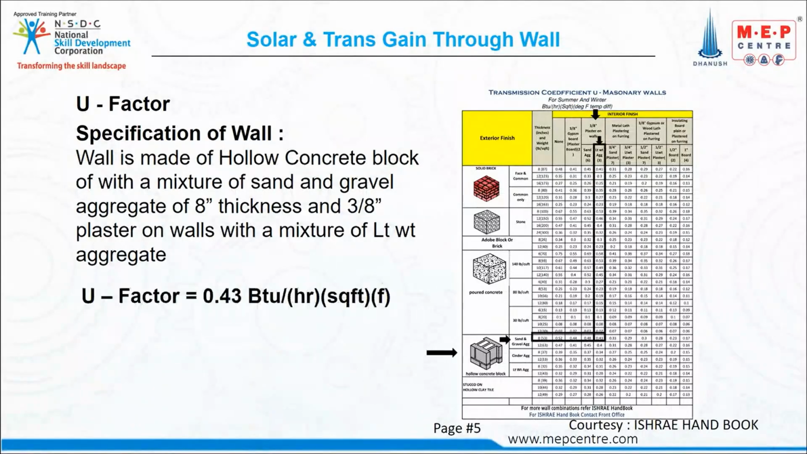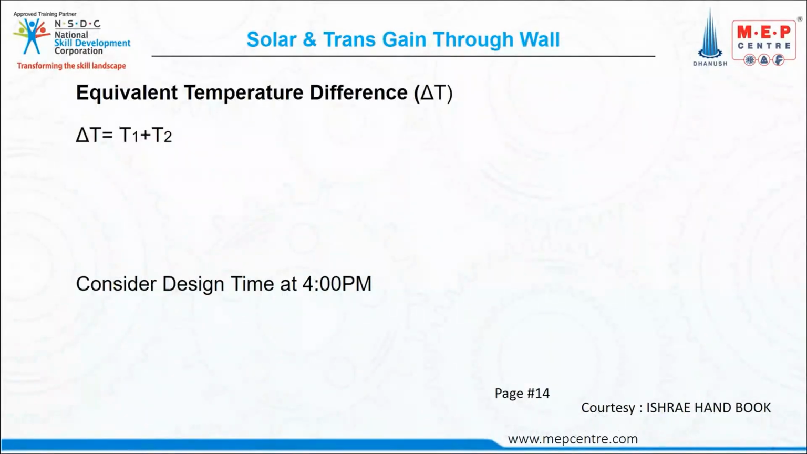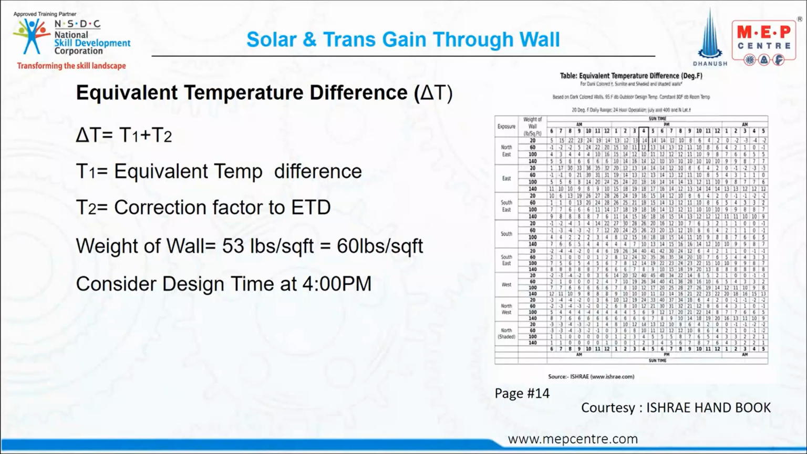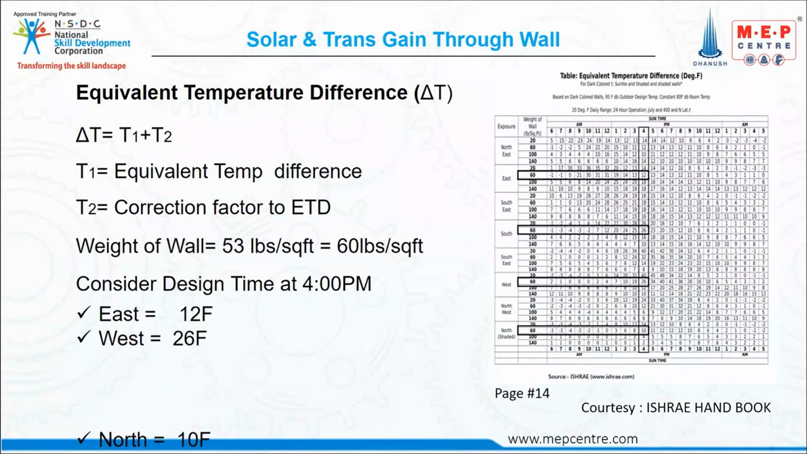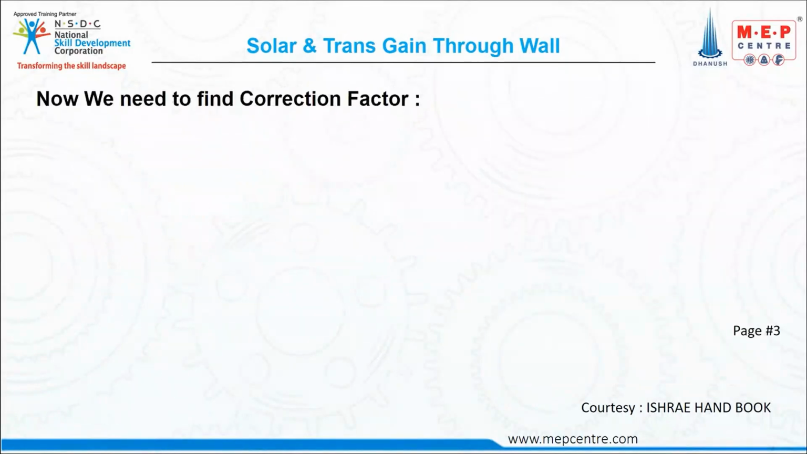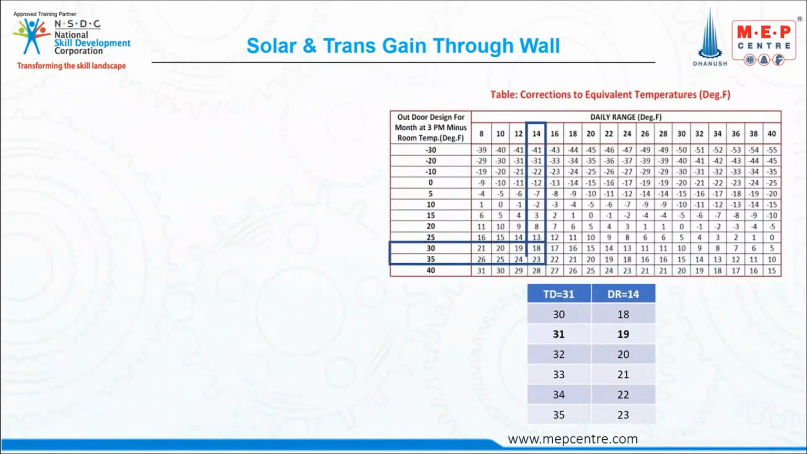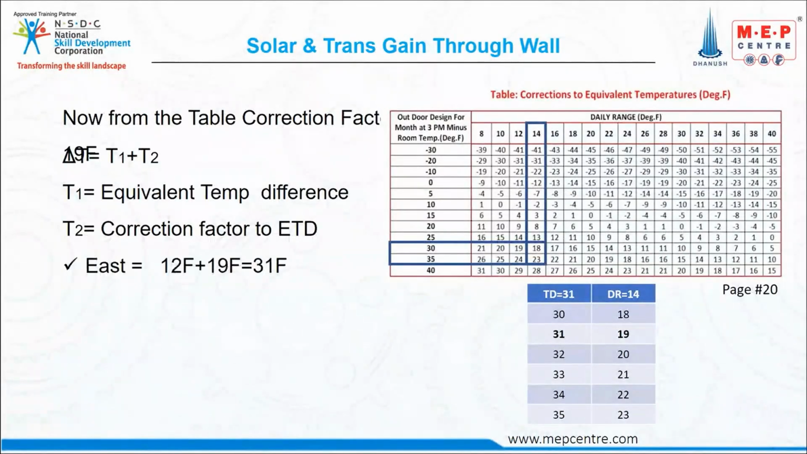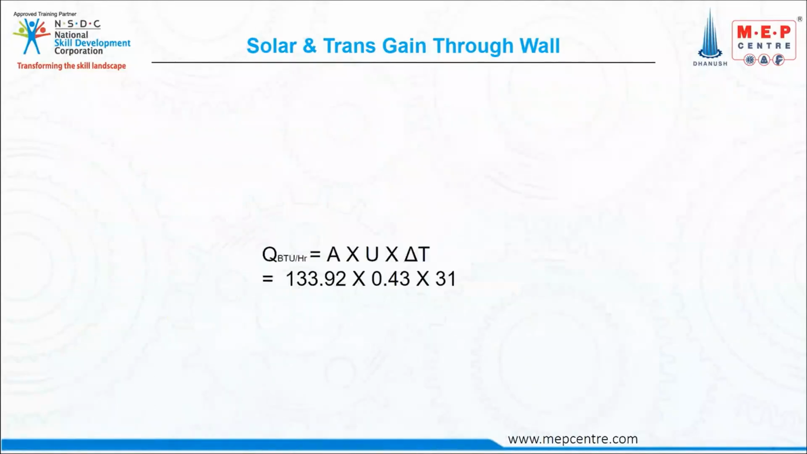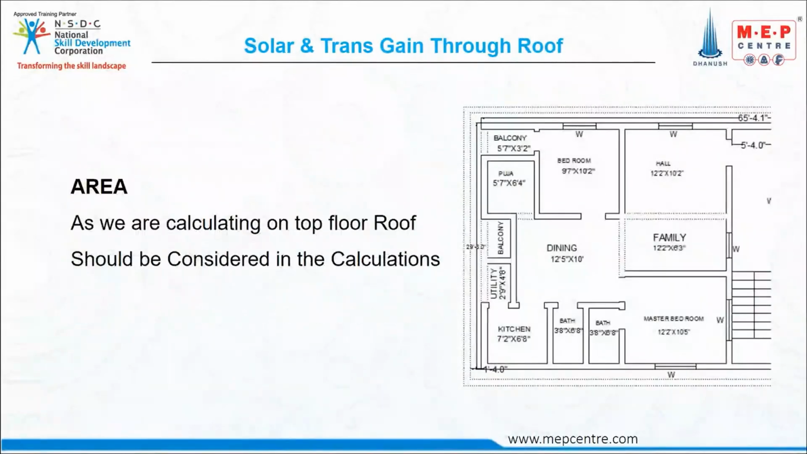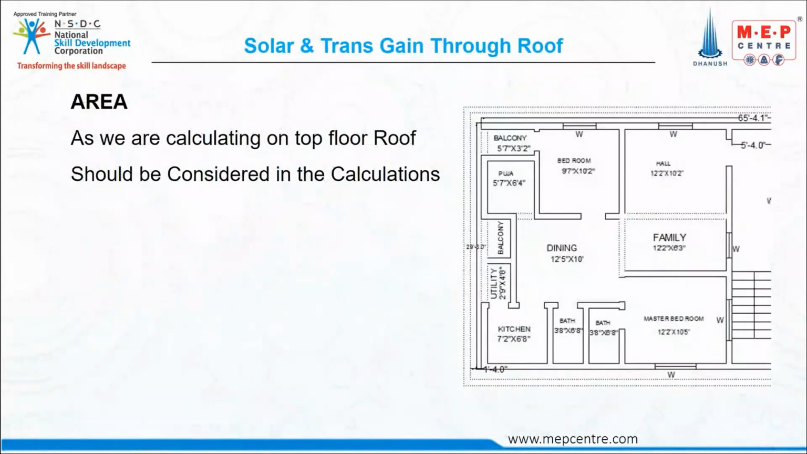Roof, solar and trans gain through roof. Okay, yesterday till wall we have calculated. Now we are calculating for the roof. Okay. Now, roof is always on the top floor, sir.